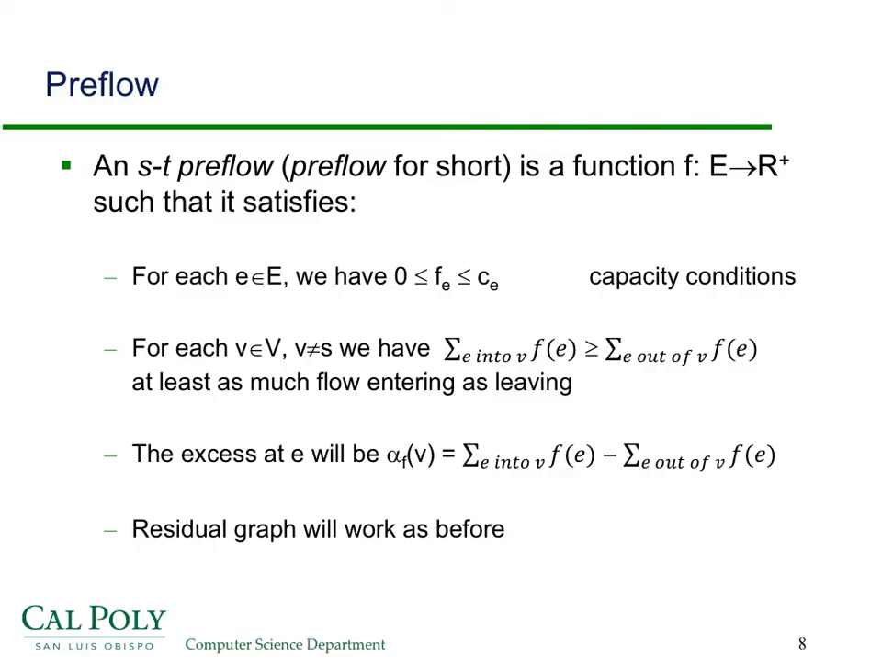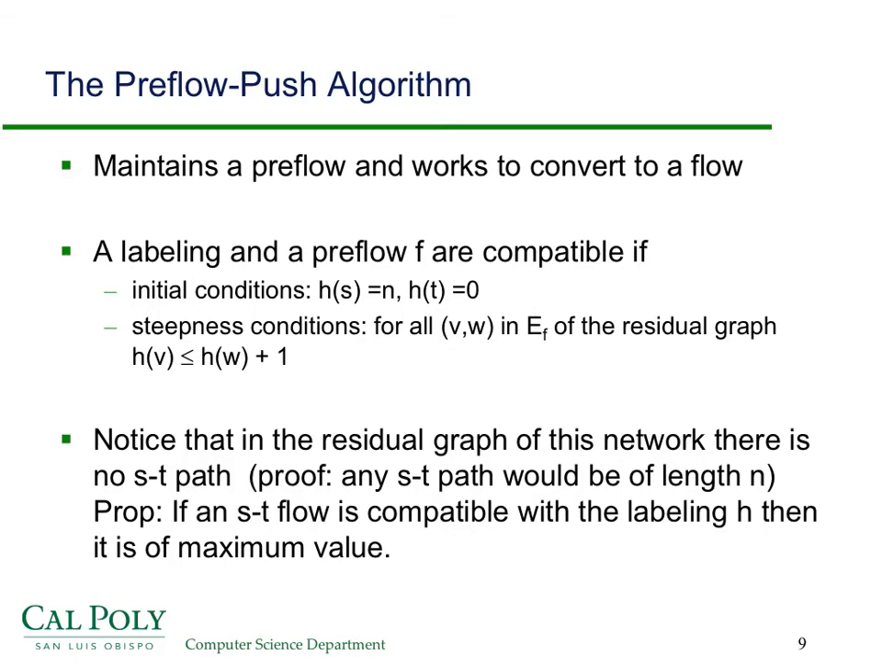And the residual graph will work as before. So again, what we're going to do is maintain a preflow, these relaxed conservation constraints, and work to convert it into a flow, so that all the conservation constraints will be equalities.